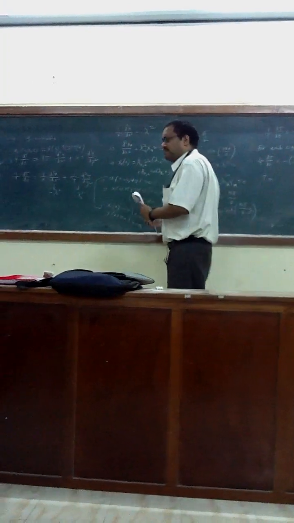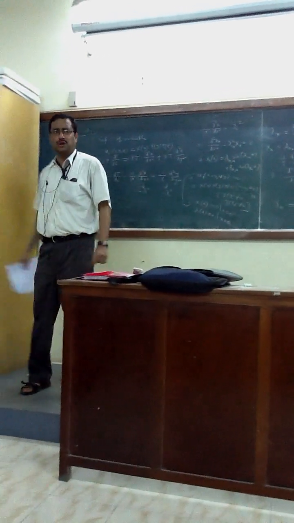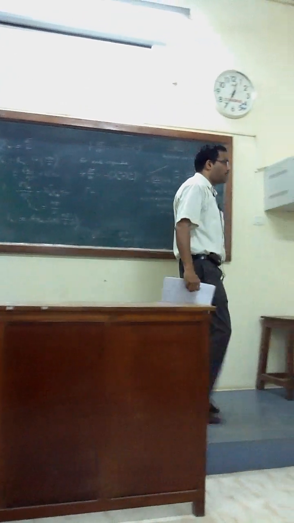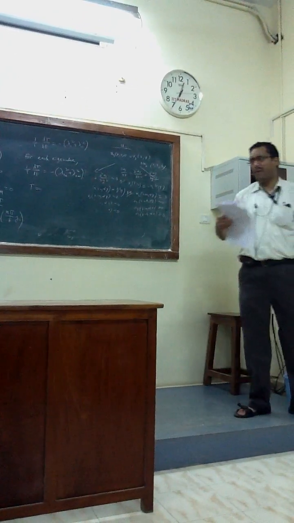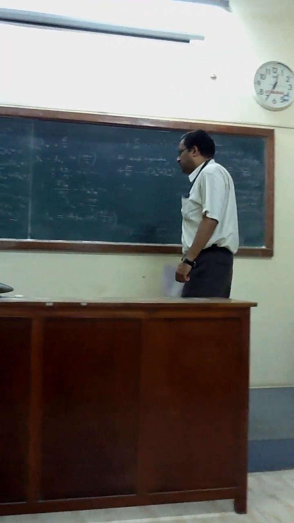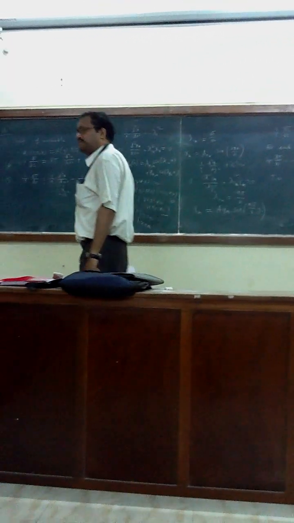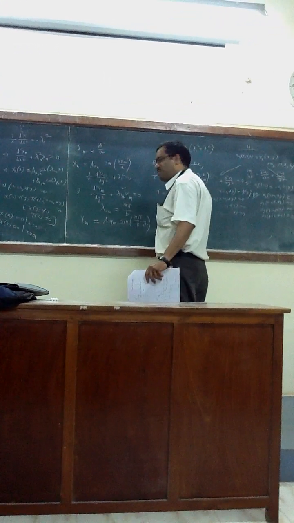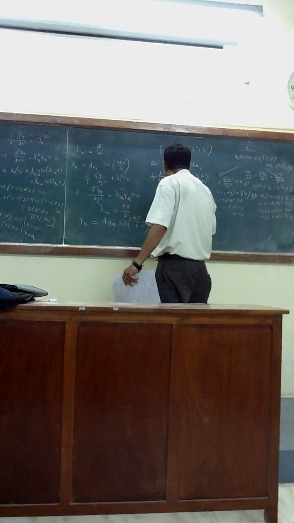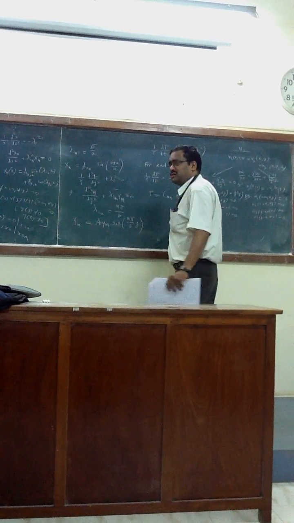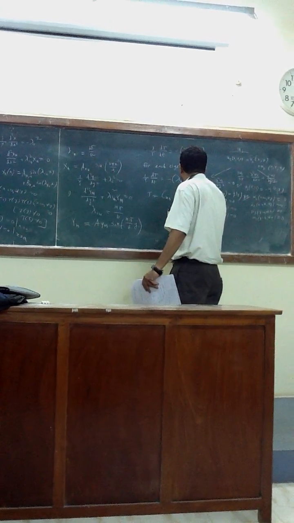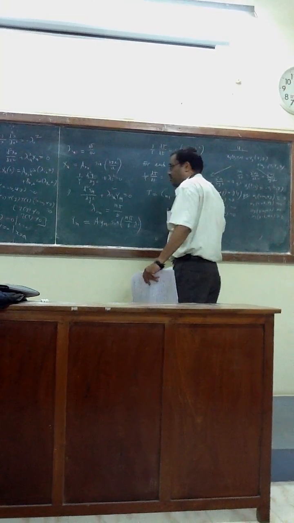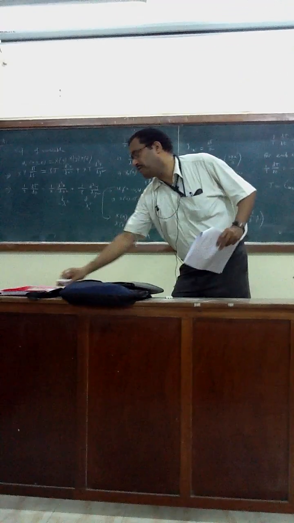We have done this thing in the previous class. If you integrate, what do you get? I will put C_mn because of n and m. C_mn e to the power minus (lambda 1n square plus lambda 2m square) into t. Am I correct? Yes, very good.